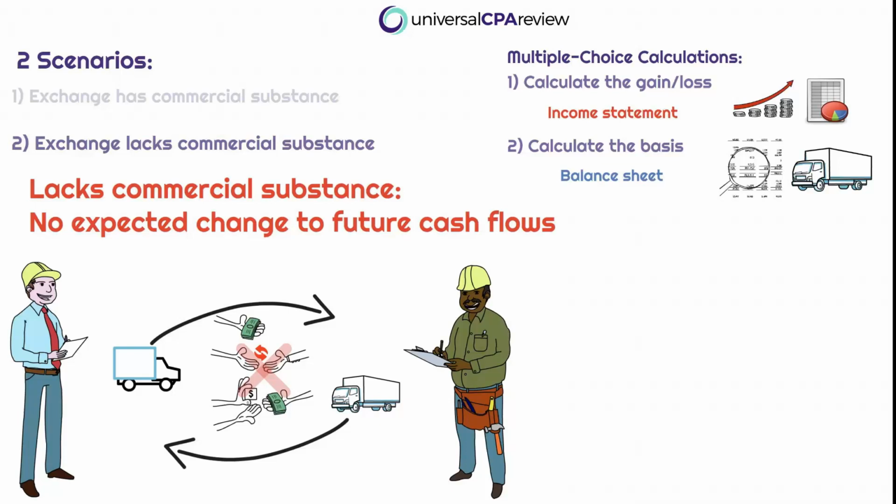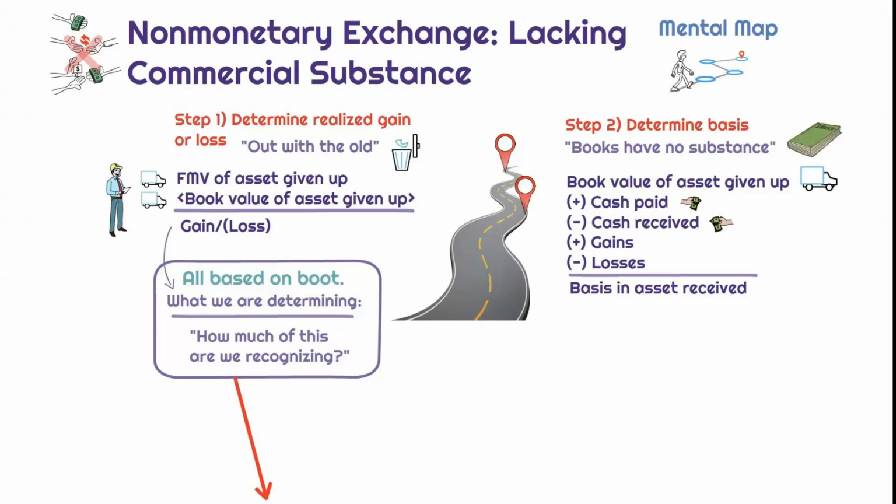So we are addressing the same two primary questions when the non-monetary exchange lacks commercial substance. We are still calculating the gain or the loss, and we are still determining the basis in the asset received. Only making these determinations will be slightly different if the non-monetary exchange lacks commercial substance. Okay, so let's just dive right into it. We've got to build some mental maps.